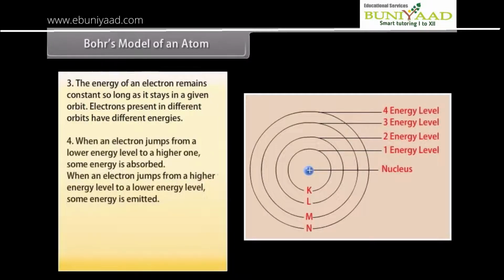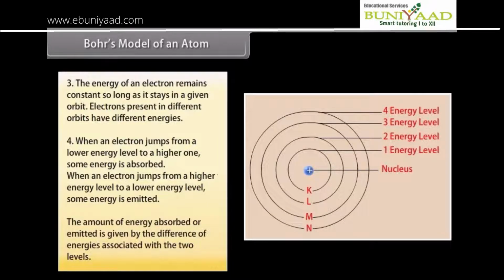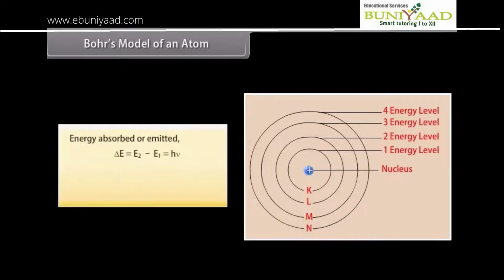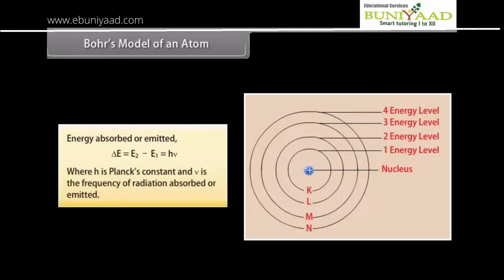4. When an electron jumps from a lower energy level to a higher one, some energy is absorbed. When an electron jumps from a higher energy level to a lower energy level, some energy is emitted. The amount of energy absorbed or emitted is given by the difference of energies associated with the two levels. Energy absorbed or emitted, delta E, is equal to E2 minus E1, which equals h nu, where h is Planck's constant and nu is the frequency of radiation absorbed or emitted.